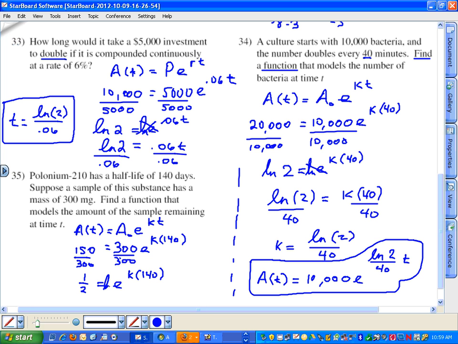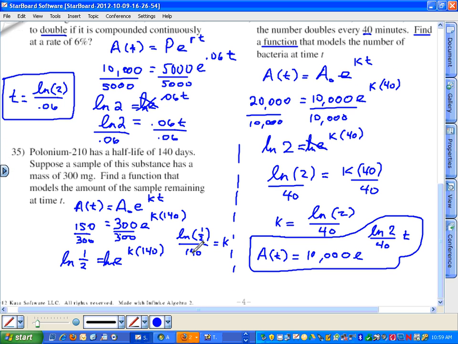Now we need to use natural log to cancel the base so we can solve for k. Natural log on both sides. So we have the natural log of 1/2, all divided by 140, is our value of k. So for our function now, we go back up to this formula to help us write it. The amount at a certain time is going to be 300 times e to the natural log of 1/2 over 140 times t.